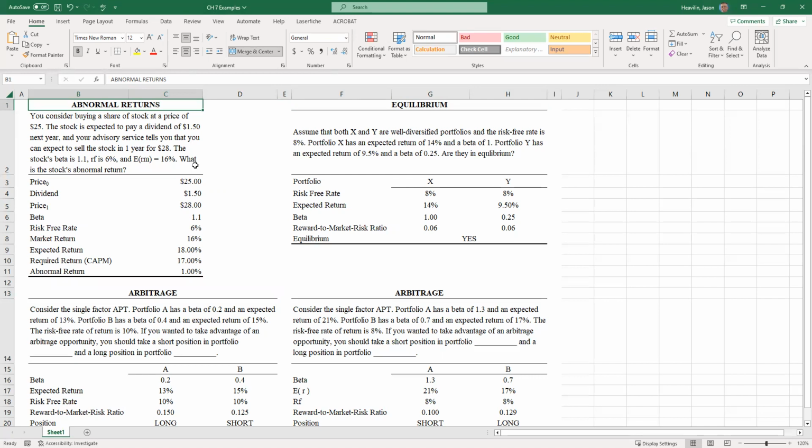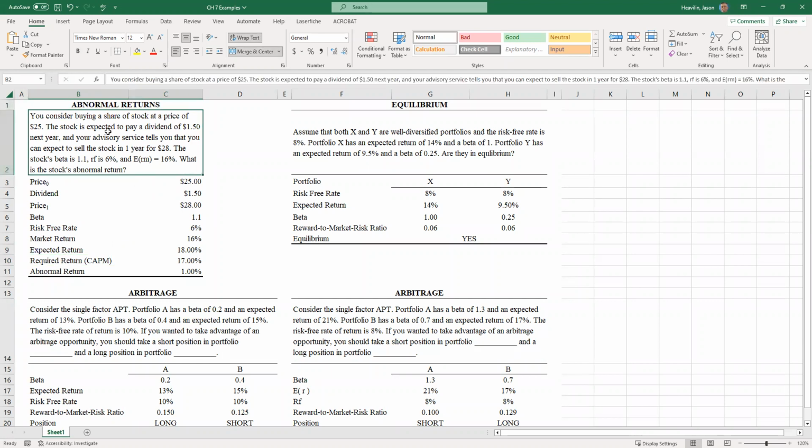There are many other ways. This is just one of them. So you may see in other places and or different scenarios, different approaches. In this case, we're going to use CAPM compared to the expected return in order to see if there's abnormal returns. CAPM will represent the required return in this case.